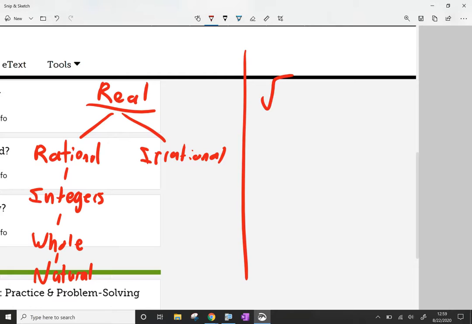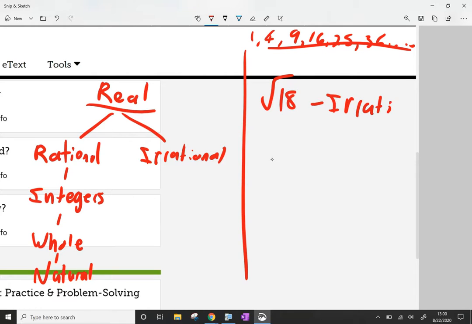Now let's do the square root of 18. Now, if you remember the list I gave you earlier, 1, 4, 9, 16, 25, 36. You remember these numbers you wrote down earlier, that list? These are the exceptions to the rule. Now, 18 is not on that list of numbers. So that means the square root of 18 is not going to be rational or any of the rational types. Square root of 18 is irrational. So just irrational. But of course, irrational is real as well. So we'll say irrational and real. So the square root of 18.